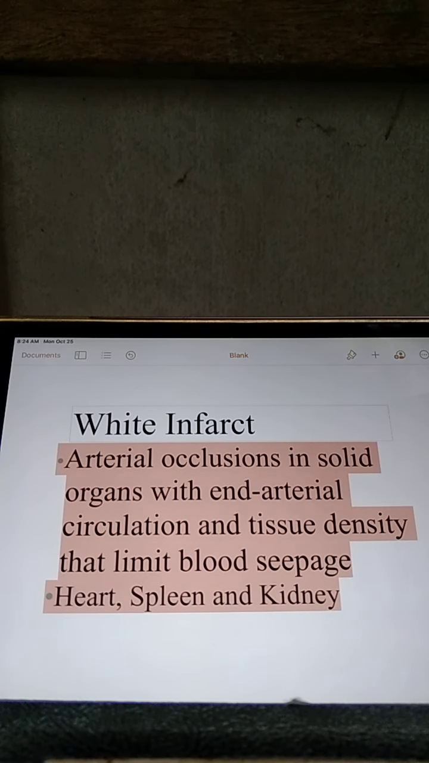We will now go to white infarct. White infarct is arterial occlusion in solid organs with an end arterial circulation and tissue density that limit blood seepage, and it can be seen in the heart, spleen, and kidney. This is also called anemic infarct or pale infarct, caused by arterial occlusion. It is referred to as white because of the lack of hemorrhaging and limited red blood cell accumulation.